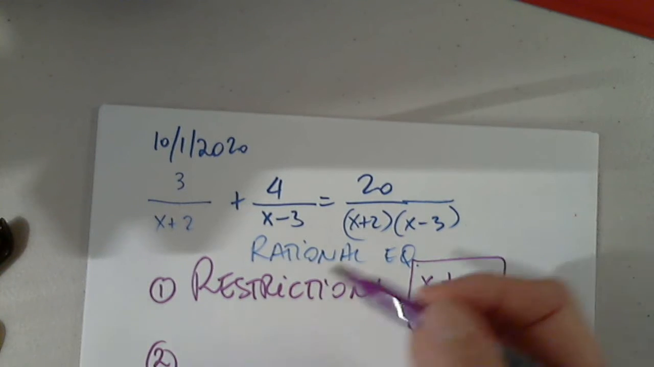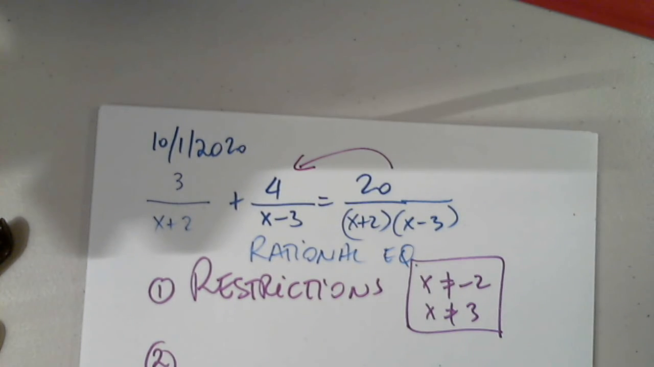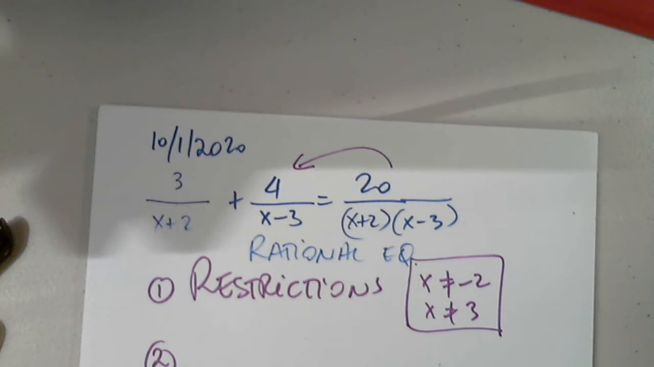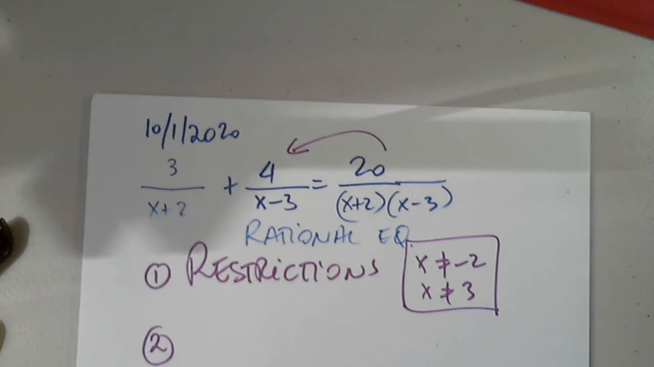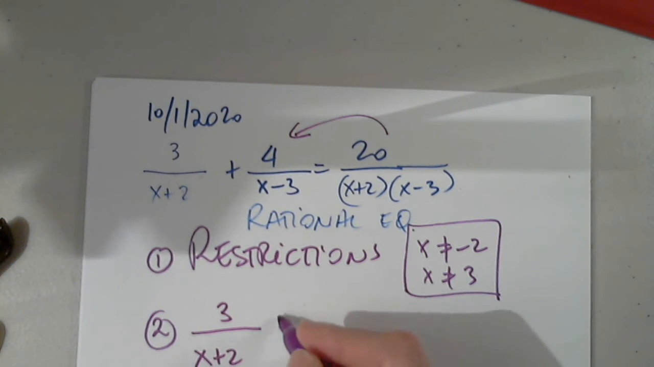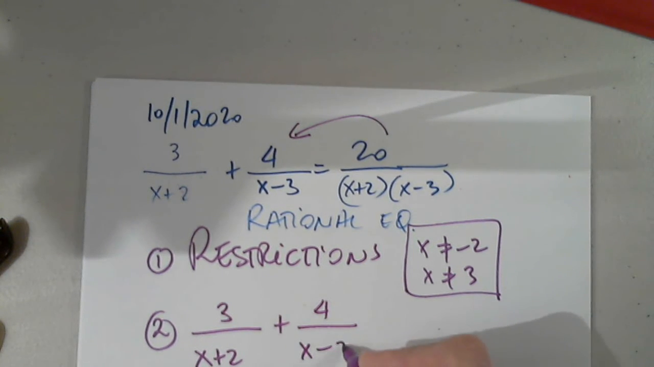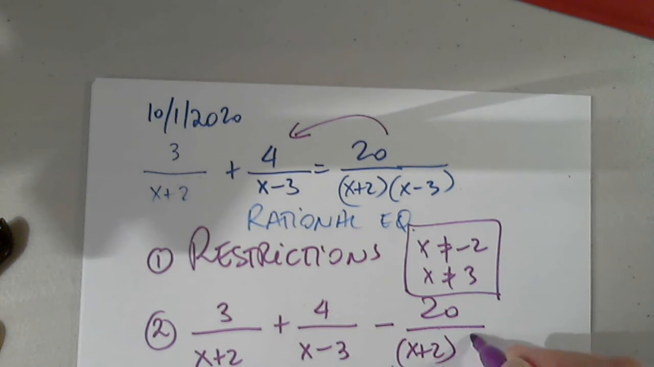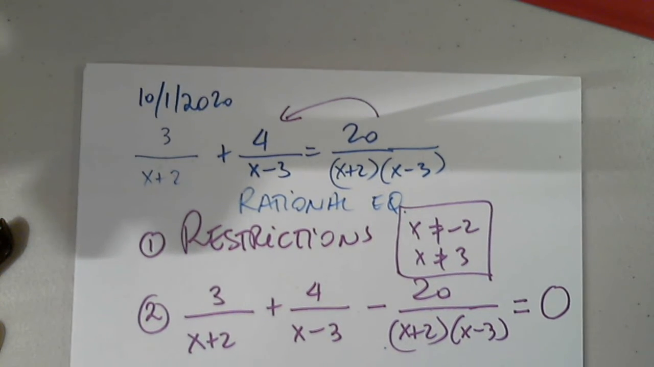In number 2, I will move everything to one side. No one forces you to use my method, but if you are using my method, please do that. So 3 over x plus 2 plus 4 over x minus 3 minus 20 over x plus 2 times x minus 3, equals 0. If you forget to write the equal symbol and 0, the whole thing from here will be wrong.